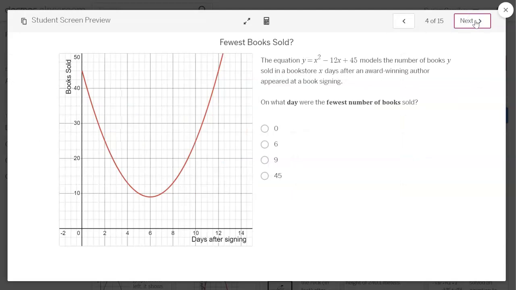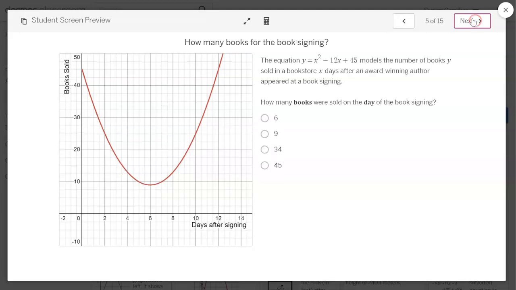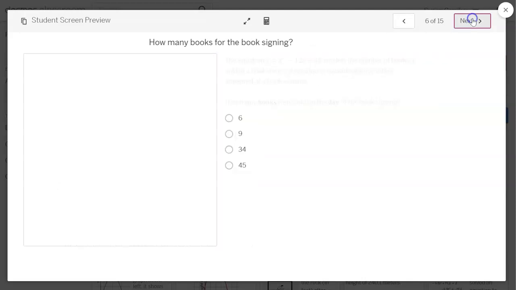Here's another scenario. This is a book signing. Hopefully your kids know what that is. You may walk around the class while they're working independently, and if you have students who are confused about what a book signing is, that may be a conversation you could have with the whole class. But as I said, I would have them working independently through these slides. So here, how many books were sold on the day of the book signing?